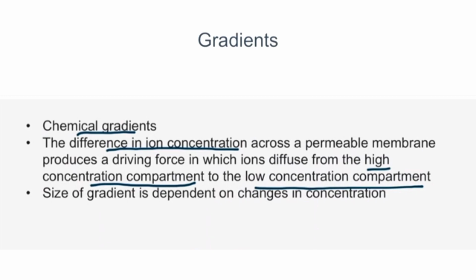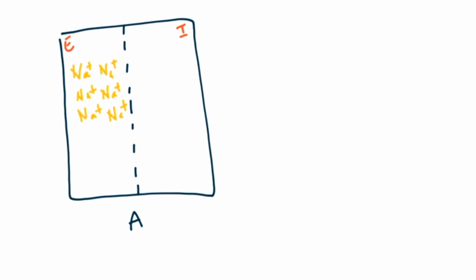It's important to know that the size of the gradient is dependent on changes in concentration. This can be confusing, so let's take a second to draw this out. So we'll say this is a cell. We'll call it cell A, and this will represent a permeable membrane. For simplicity, let's say the intracellular space, which we'll label right here with an I, is empty, and the extracellular space, which we'll label right here with an E, contains sodium and chloride.